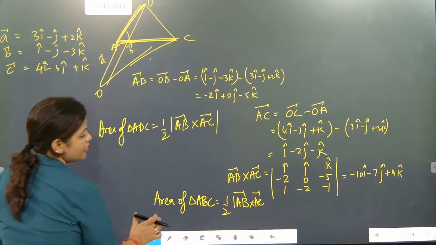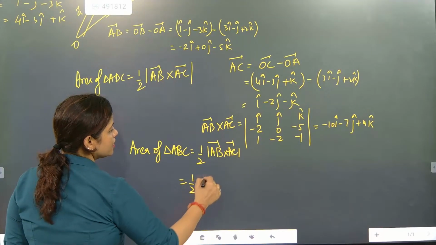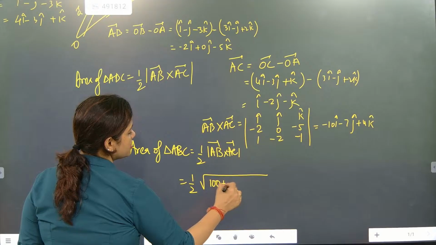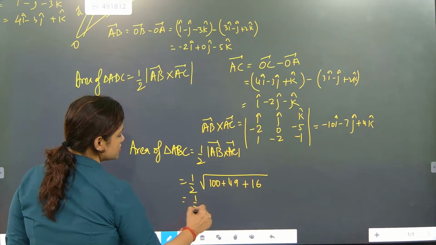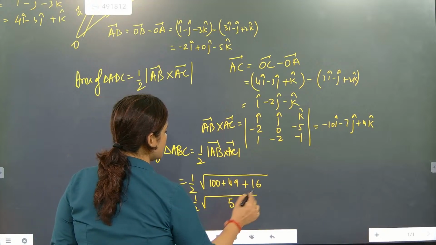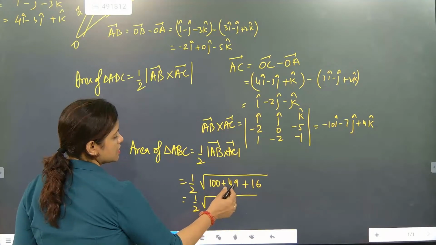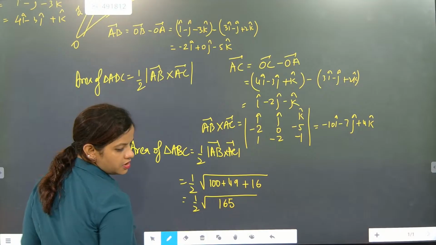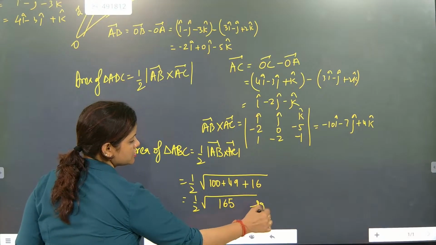So when the magnitude of AB vector cross AC vector is coming, we are going to take half of the root under 10 square is 100, 7 square is 49, and 4 square is 16. So it is coming as half of root under 165. Is it correct? So the area is coming this much, square units.